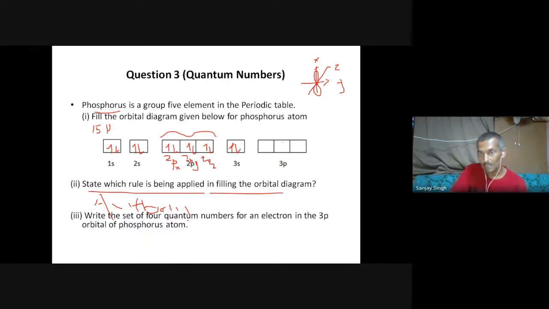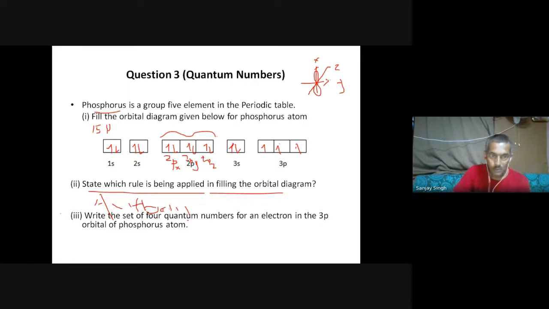And then you count how many electrons are left. So that's 2, 4, 6, 8, 10, 12, and you're left with 3 electrons. So you fill in the electrons according to Hund's rule: 3px, this is 3py, and this is your 3pz. Okay, so that's done. So that's how we fill in the electrons according to the Aufbau principle in conjunction with Hund's rule as well.